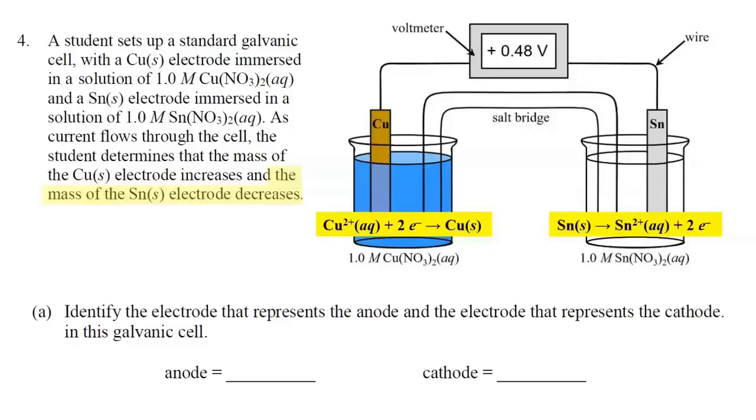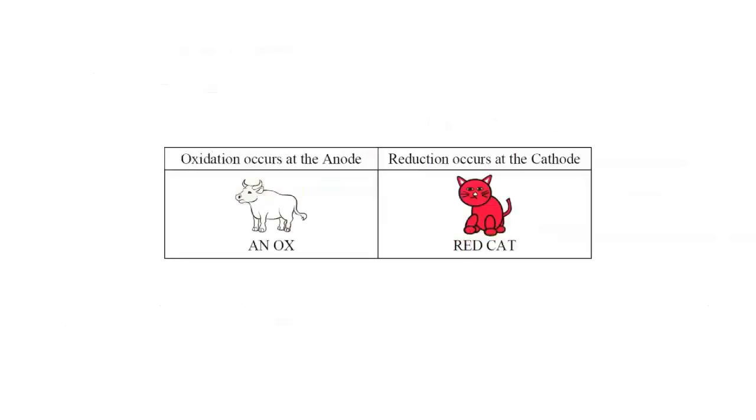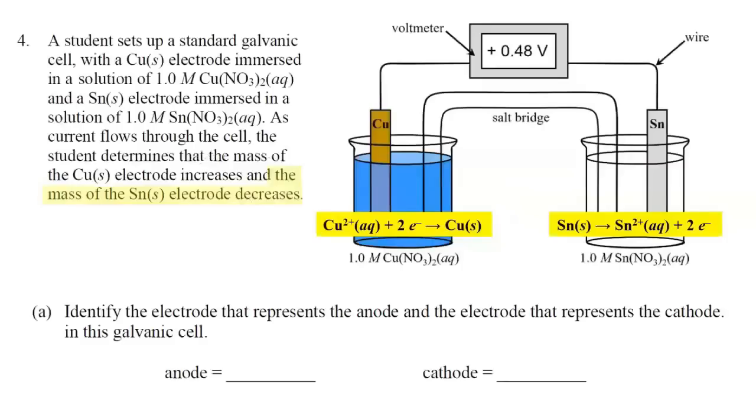So it turns out that in part A, when it says identify the electrode that represents the anode and the electrode that represents the cathode, you cannot assume that the anode is always going to be on the left. It depends on the diagram and the specific information. So here we can see that oxidation always occurs at the anode, reduction always occurs at the cathode. So for the anode, that would be the site of oxidation. That's when tin is changing from 0 to +2. So that makes tin the anode. And then for the cathode, looking for reduction, that would be copper changing from +2 to 0. So copper is the cathode.